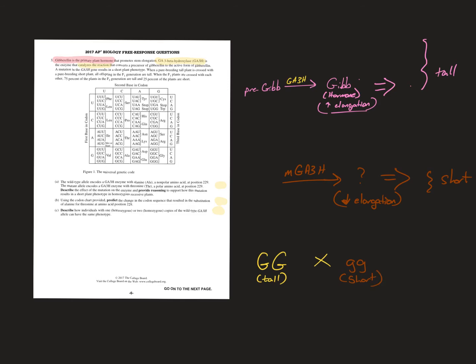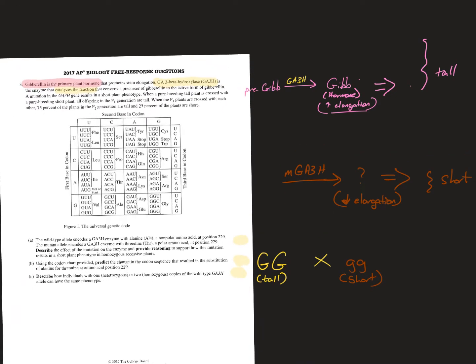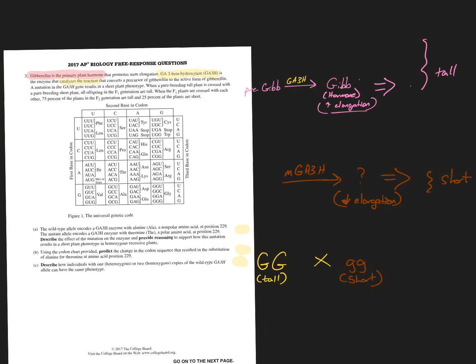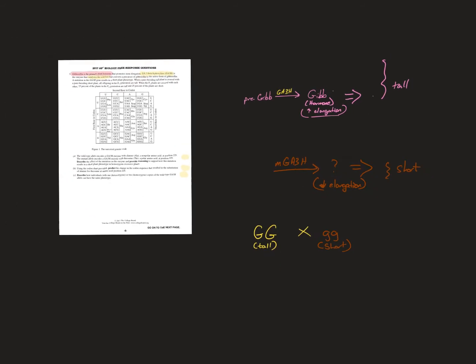There's an assumption that the reason they're tall and short is because of the big G and little g. They don't actually state it, but that's fine. So when a pure tall is crossed with a pure breeding short, all offspring in the F1 generation are tall. When the F1 is crossed with each other, 75% tall, 25% short. Now this is the classic example.